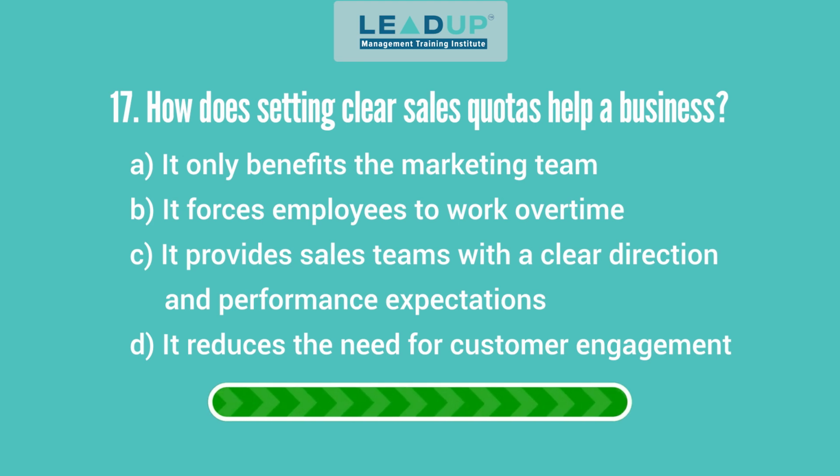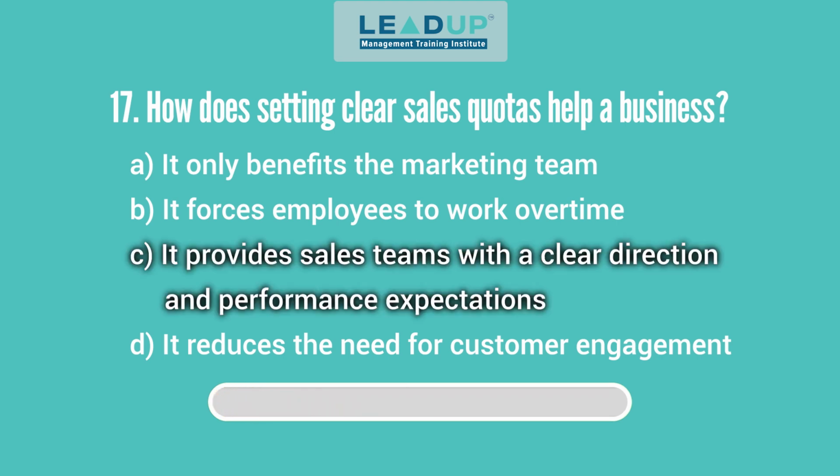Question 17. How does setting clear sales quotas help a business? A. It only benefits the marketing team. B. It forces employees to work overtime. C. It provides sales teams with a clear direction and performance expectations. And D. It reduces the need for customer engagement. Answer: it provides sales teams with a clear direction and performance expectations.